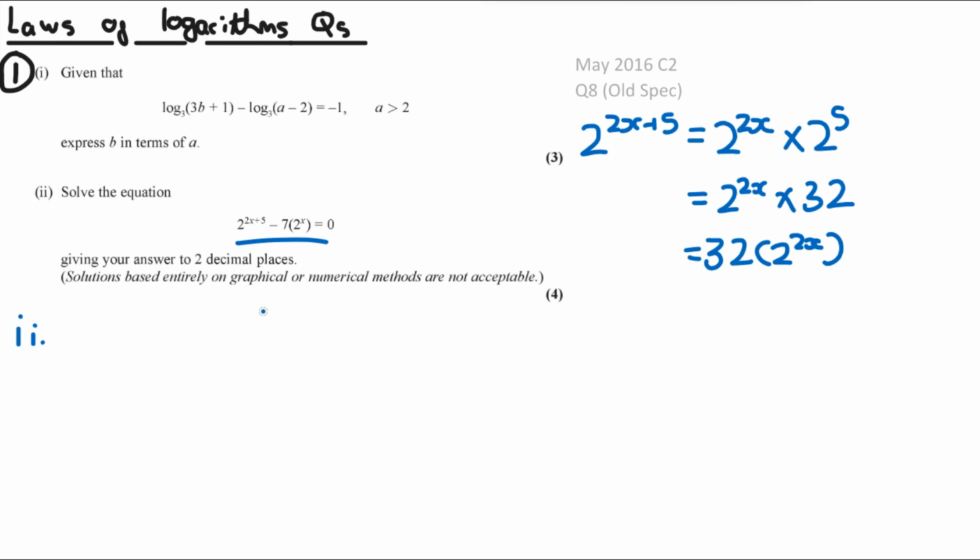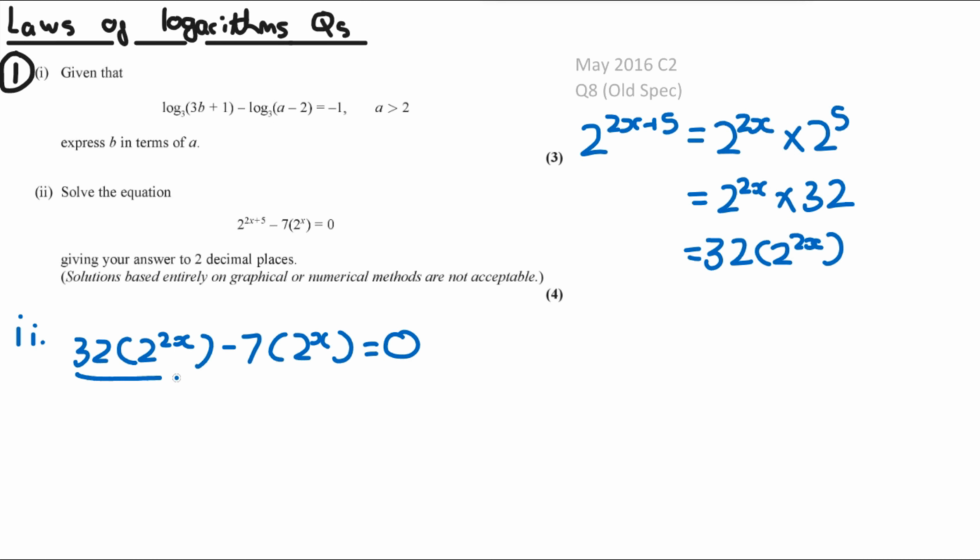So we can write this as 32 times 2 to the power of 2x minus 7 times 2 to the power of x is equal to 0, and this is the quadratic that we're really familiar with, because this is the x squared part and this is the x. If we make the substitution u is equal to 2 to the power of x, this will become 32u squared, because 2 to the power of 2x is 2 to the power of x squared, minus 7u is equal to 0, and therefore we can solve from here.